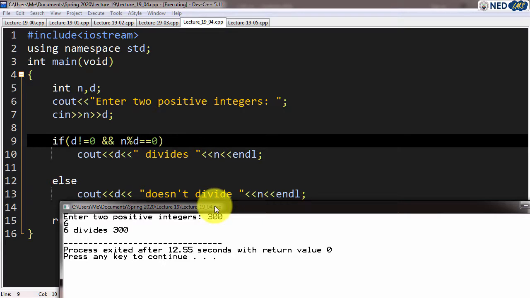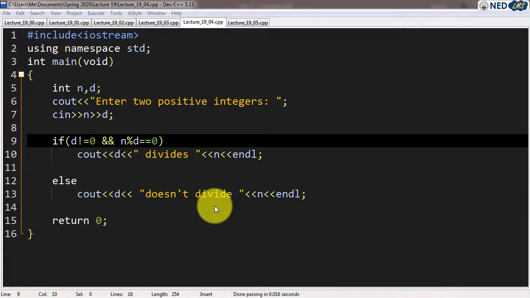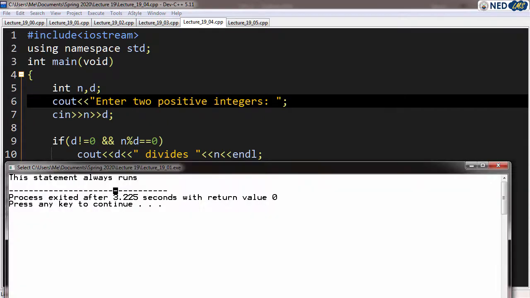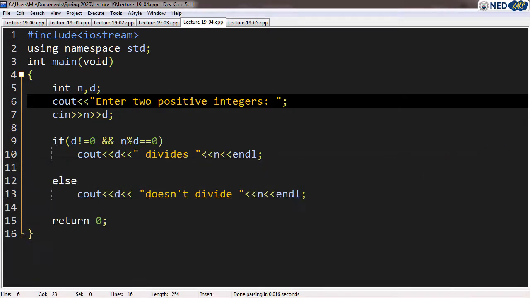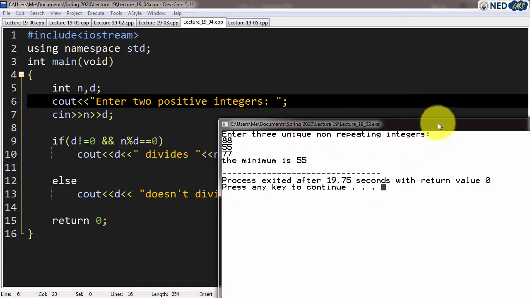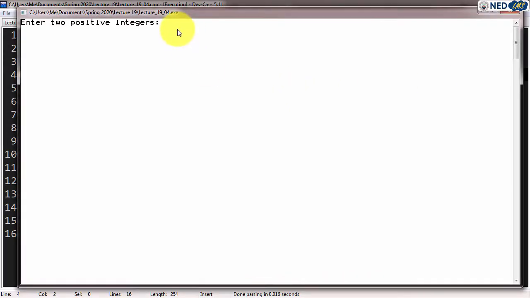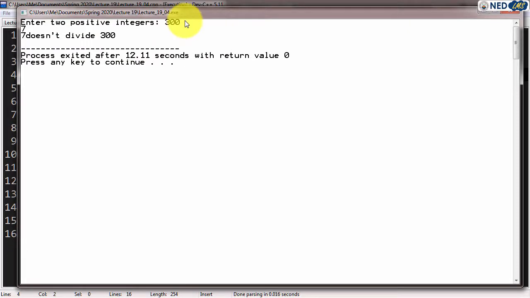Now let's run this code again. I mean, this thing ran just fine. So I'm just going to run this code with another example. Oh, sorry, it's the other program. Okay, so enter two positive numbers. I'm going to write 307, and it says 7 doesn't divide 300.